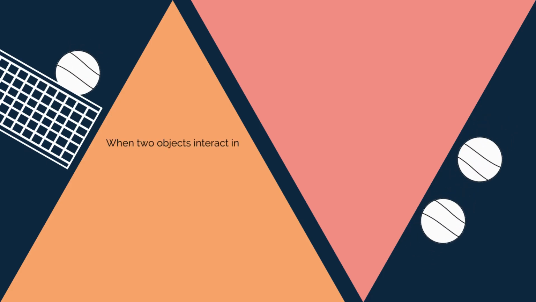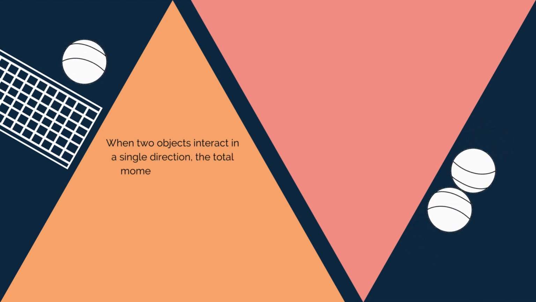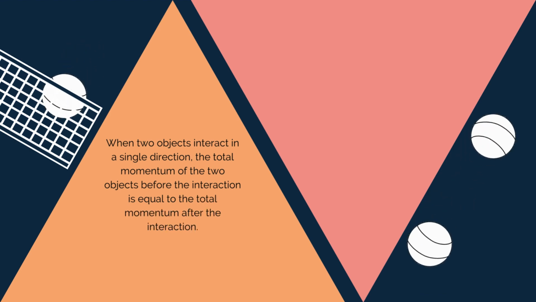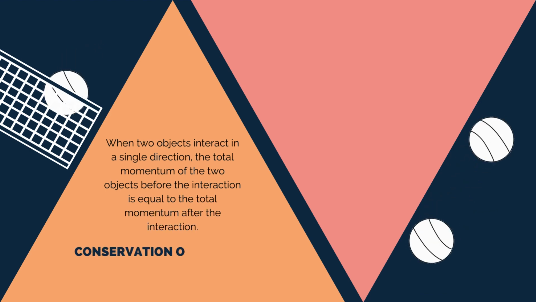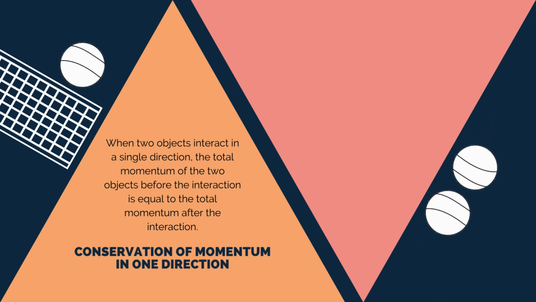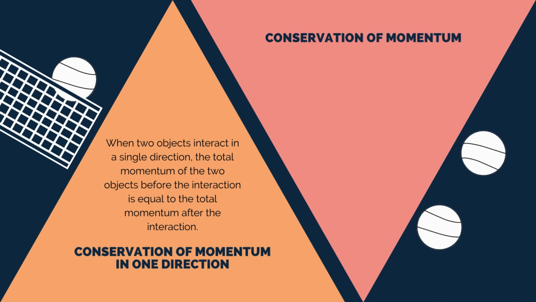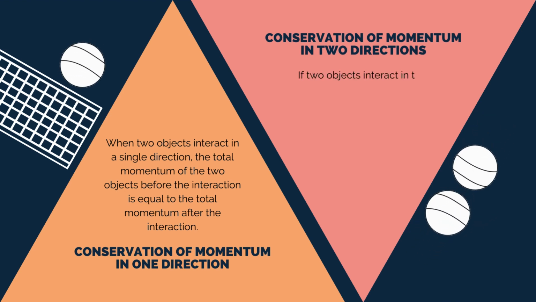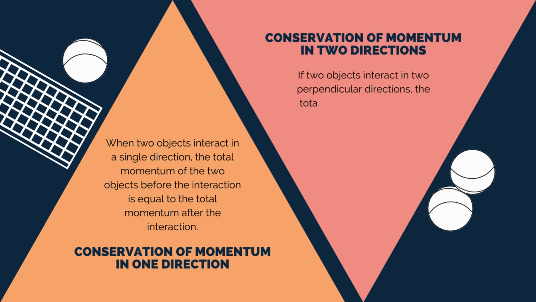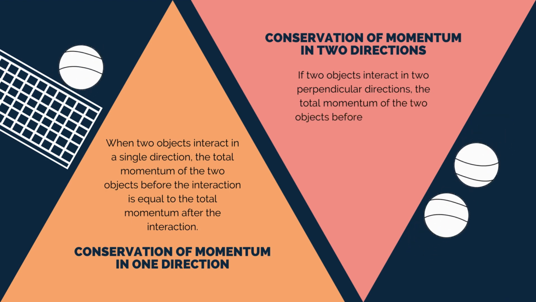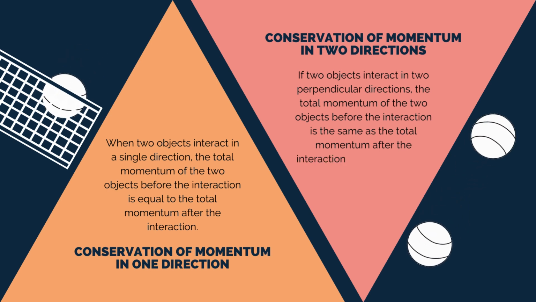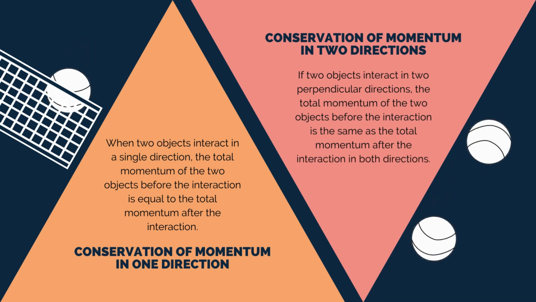When two objects interact in a single direction, the total momentum of the two objects before the interaction is equal to the total momentum after the interaction. Conservation of momentum in one direction. Conservation of momentum in two directions. If two objects interact in two perpendicular directions, the total momentum of the two objects before the interaction is the same as the total momentum after the interaction in both directions.